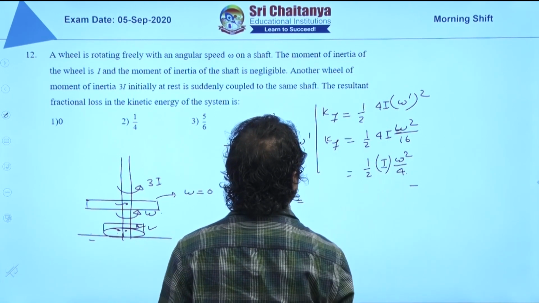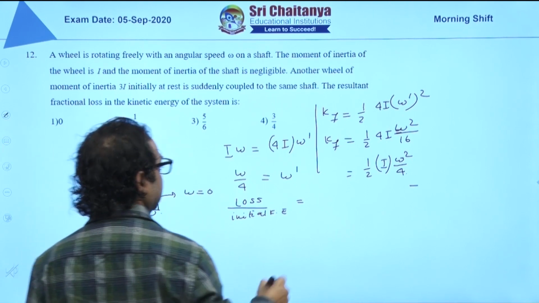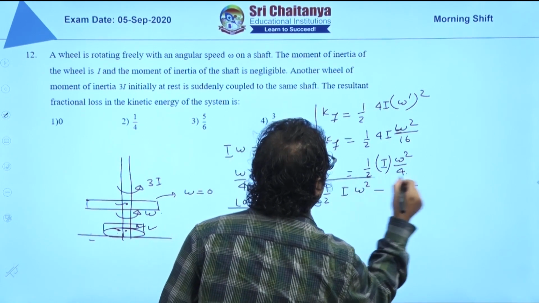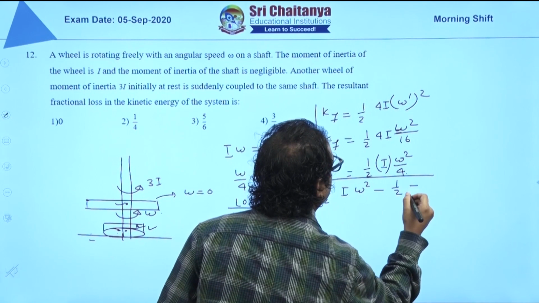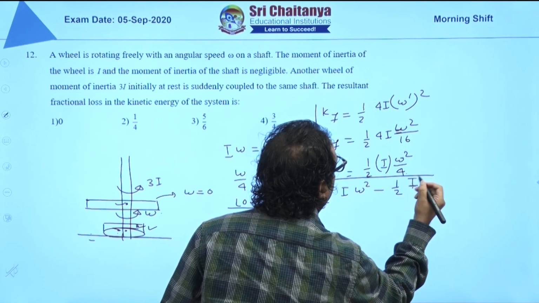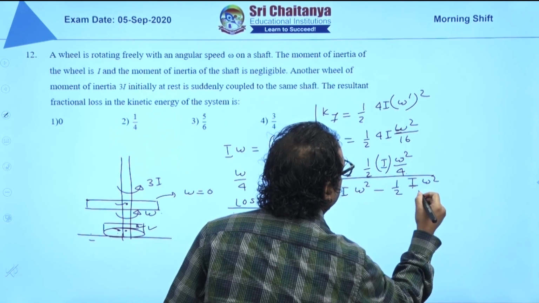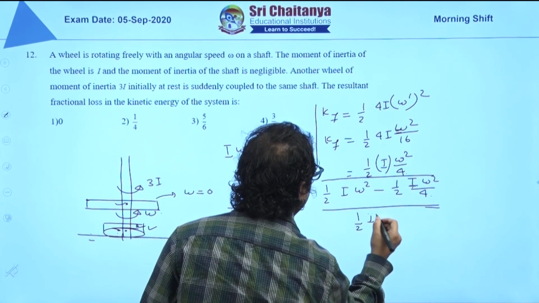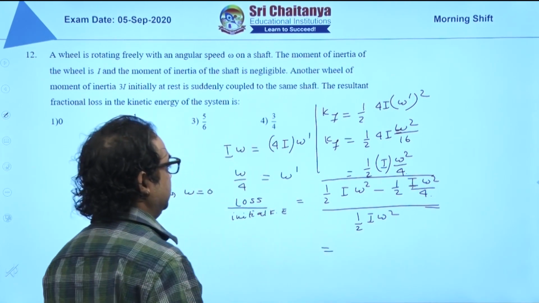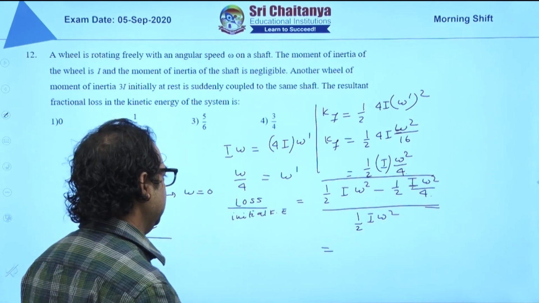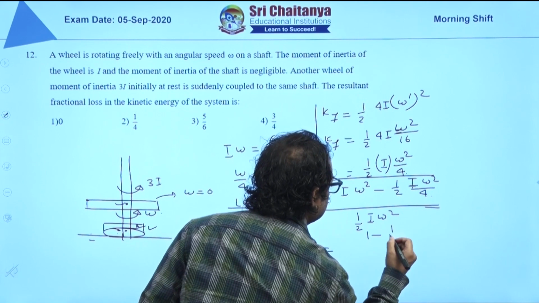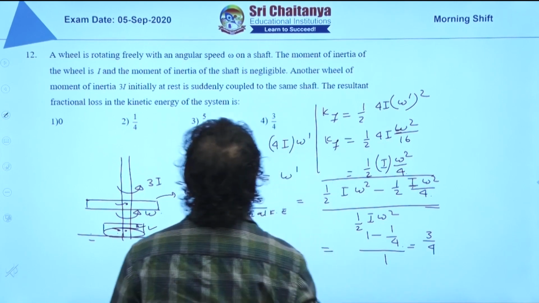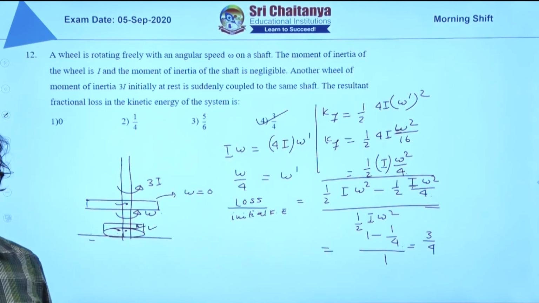So, loss is how much? Initial kinetic energy half I omega square minus final, half I omega square by 4, divided by half I omega square. So, half is common, omega square everything common. What we are left with? 1 minus 1 by 4. So, this is 3 by 4, which is the right answer.